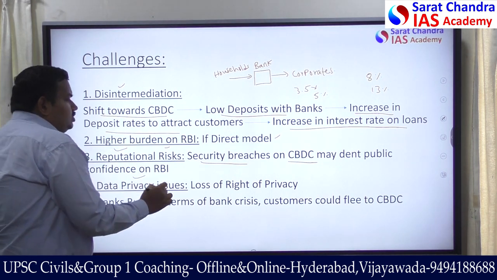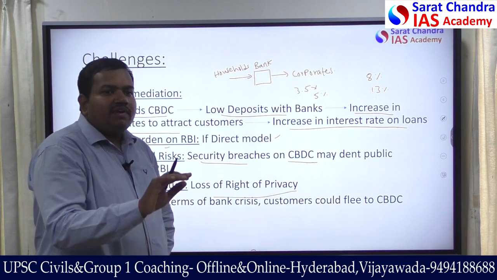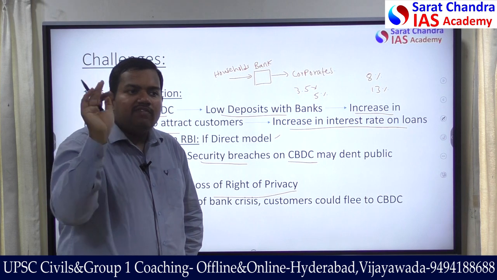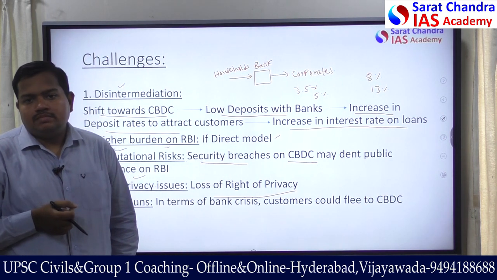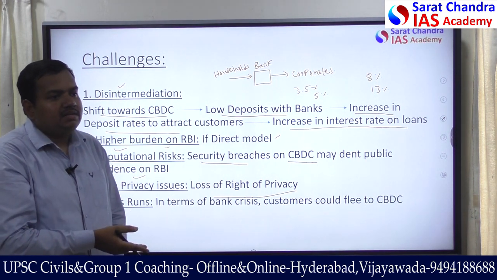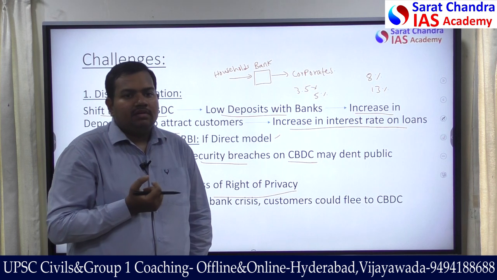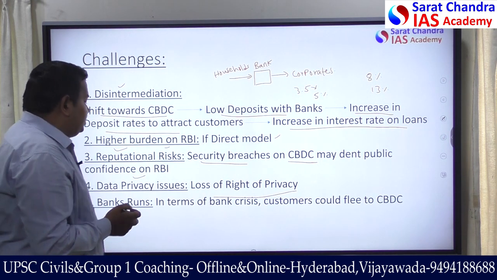And data privacy issues, loss of right to privacy. That means whatever transactions we are going to do, they can be traced by the government. So right to privacy is missing. Whatever transactions we do, government can track it, easily trace it. So where is the right to privacy? That is also one of the major issues.